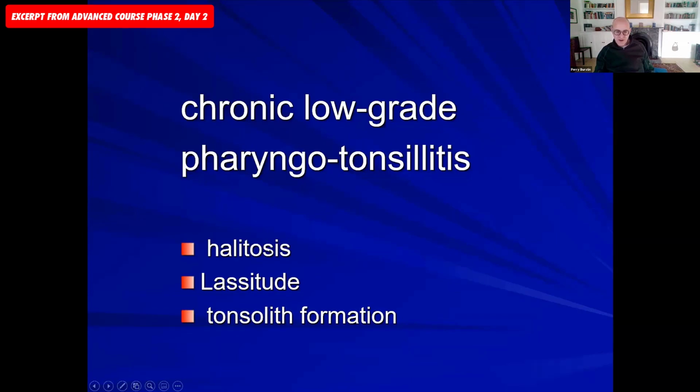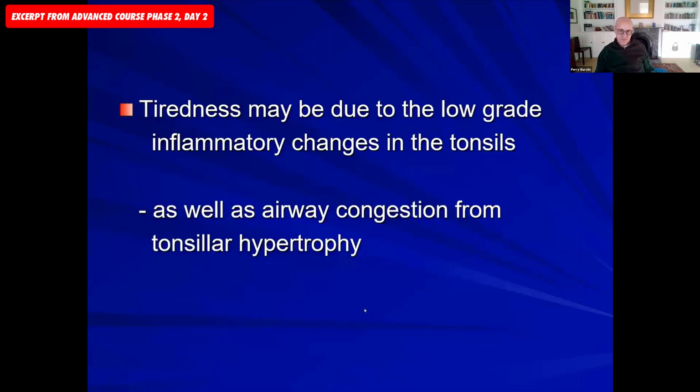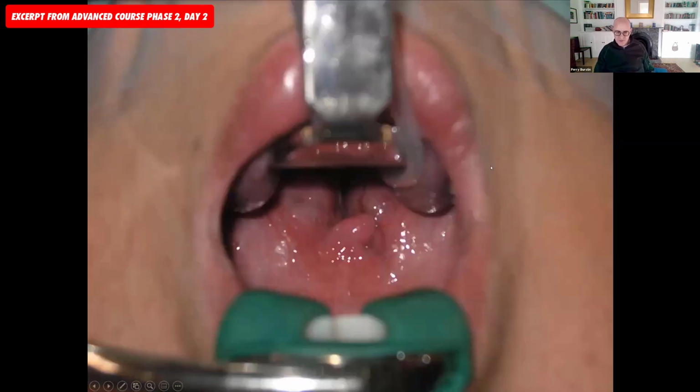And those patients have halitosis, they have lassitude, and they often have tonsillar formation, which are these concretions of food debris that smell and discharge. And what I'd also say is that tiredness may be due to the low-grade inflammatory change in the tonsils, as well as the airway congestion from hypertrophy.